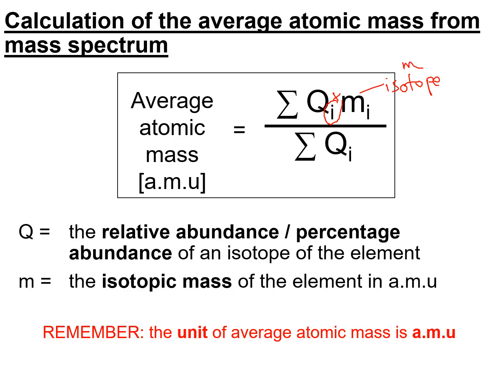And then divide by the relative abundance. And you have to remember the unit of average atomic mass is atomic mass unit.